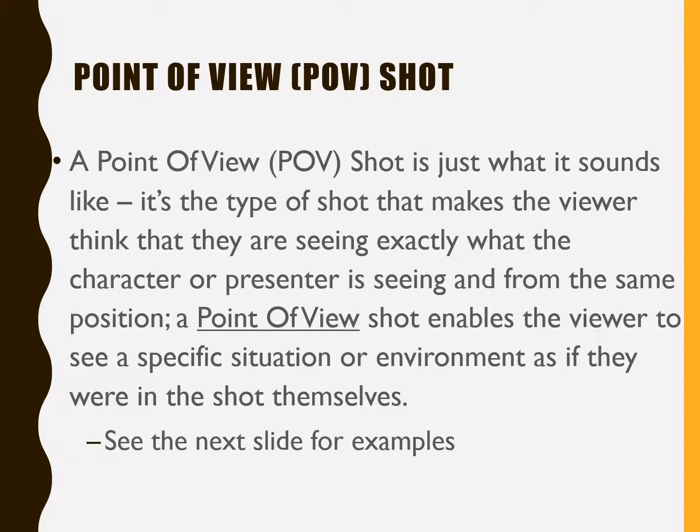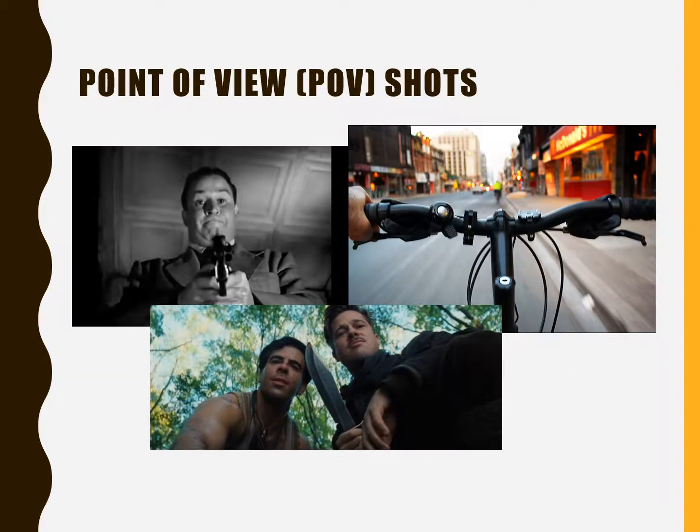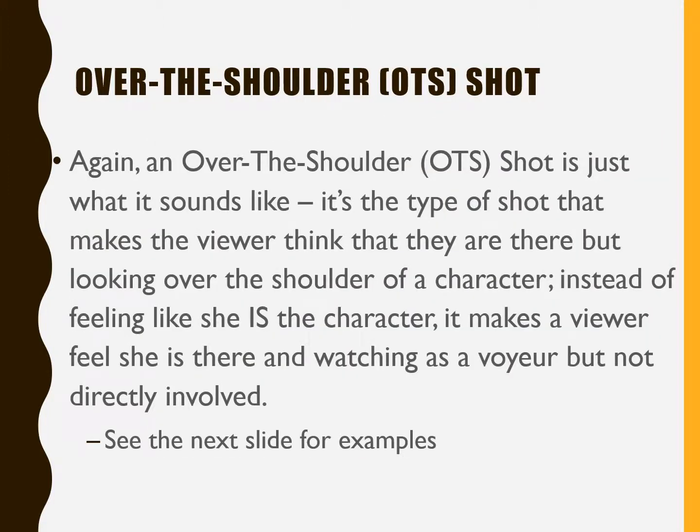It's the type of shot that makes the viewer think that they're seeing exactly what the character or presenter is seeing and from the same position. So a point of view shot enables the viewer to see a specific situation or environment as if they were in the shot themselves. Here's some examples, right, of POV shots that are often designed to give the viewer this voyeuristic or visceral sense of being in the position of the character, whoever that is, whether you're having a gun pulled on you, whether you're riding a bike through a busy city, or you're looking up at a knife, right? These are point of view shots designed to heighten the psychology of visual language, right?